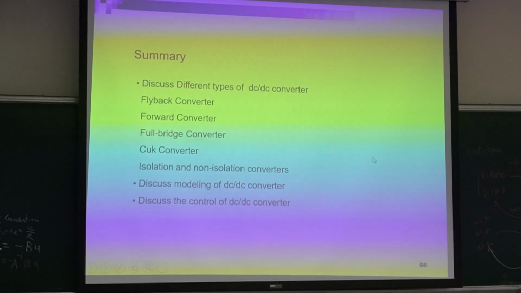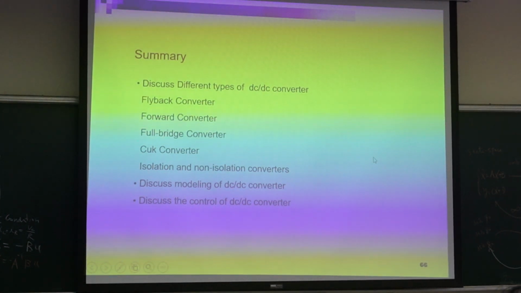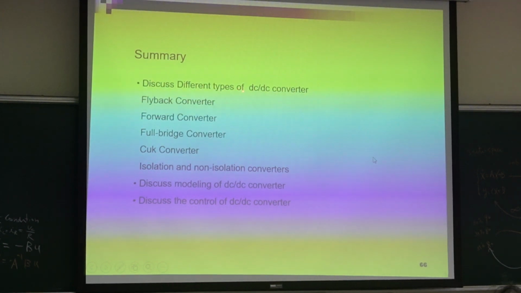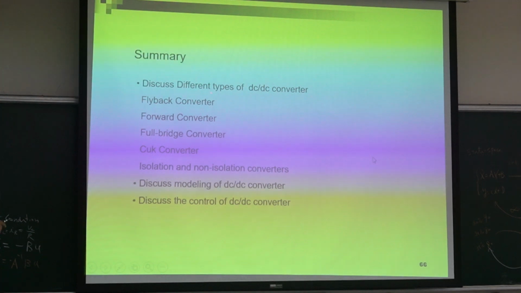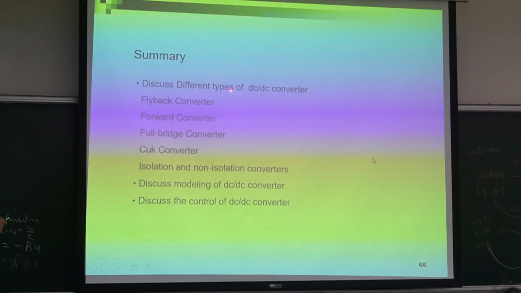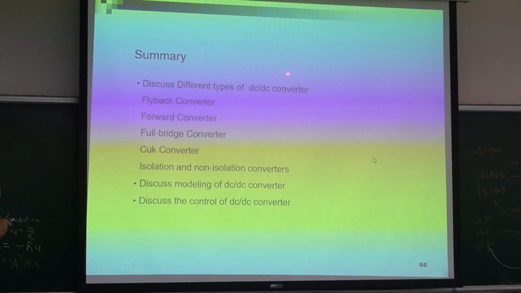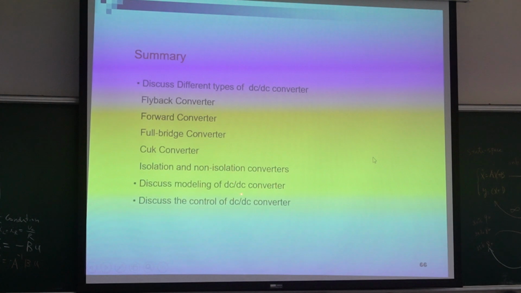So as we watched in the video before, we can make a simple summary. In this section, what did we discuss? We discussed the different types of DC-DC converter, including flyback, forward, full bridge, and choke. And for this one, it is non-isolated. We have no transformer between input and output. As a result, the load is easy to be damaged if the converter has a fault. So we propose the isolation converter. Then we use a transformer. Then we discussed the modeling of the DC-DC converter.